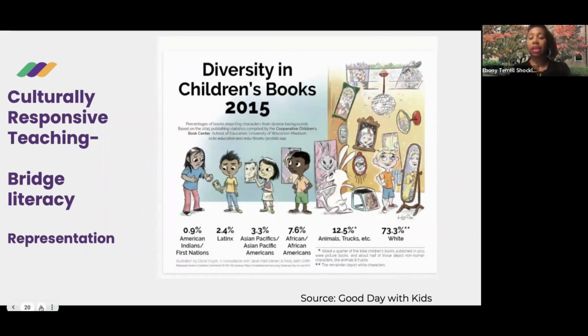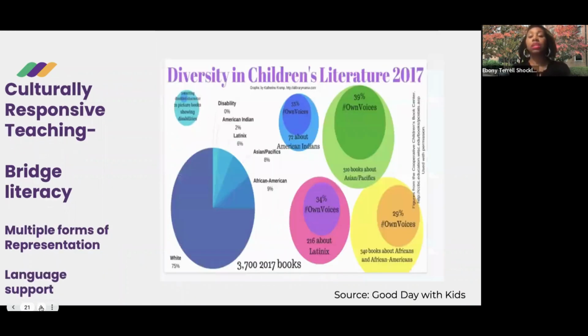And you can see some data here from the lack of diversity in children's books in 2015. You can see students of color are less represented than animals in trucks. And in 2017, you will see that students who are exceptional have the least numbers in terms of representation. And so thinking about the language support, bridging literacy, and multiple forms of representation is really critical for culturally responsive teaching.